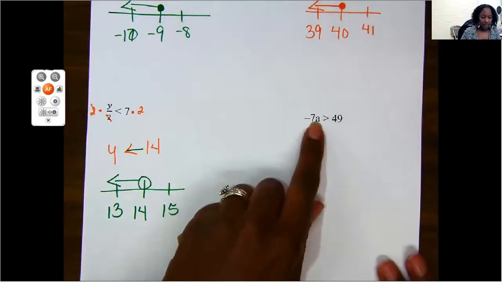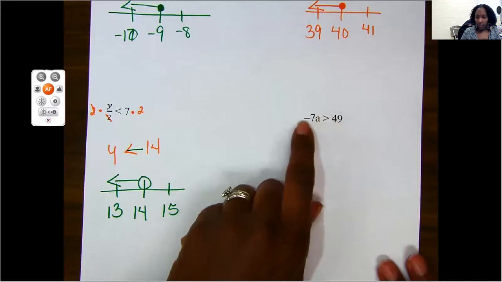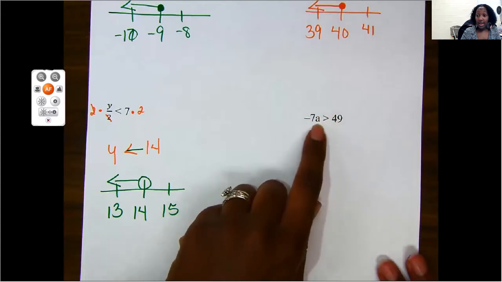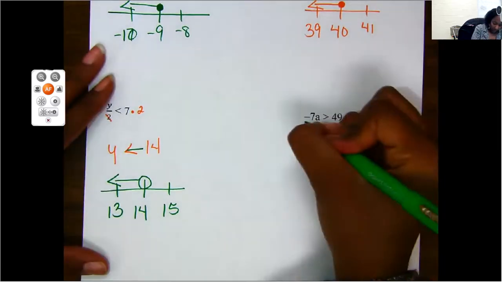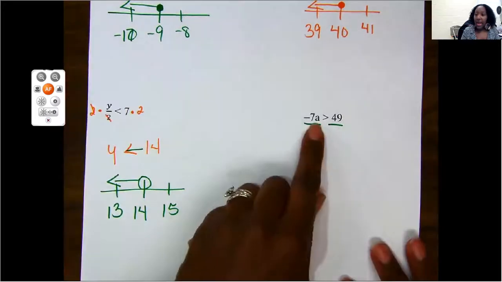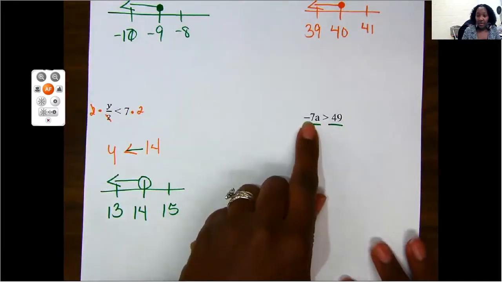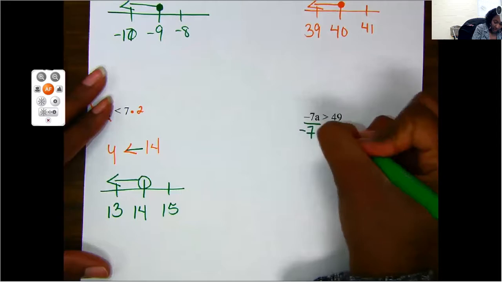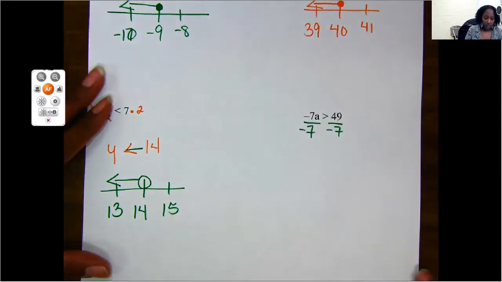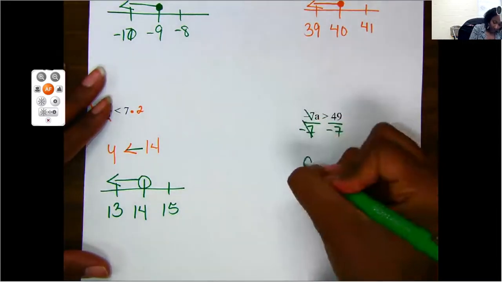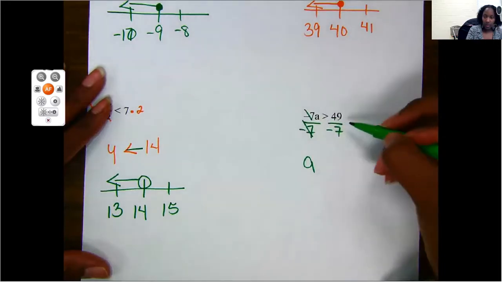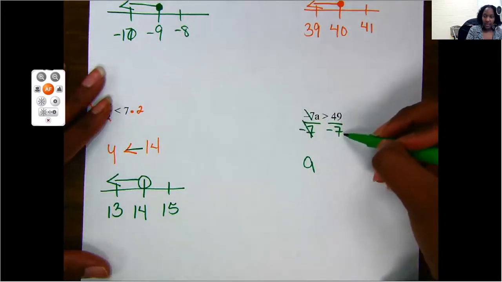Negative 7a is greater than 49. This is a multiplication problem. I want the variable a by itself, so I must do the opposite to solve for this. The opposite of multiplication is division. So I'm going to be dividing both sides. Because I want a by itself, I need to get rid of the negative 7. So that's what I'm going to divide both sides by, a negative 7. Negative 7 and negative 7 cancel and leave me with a. I'm going to leave this alone for right now. We have 49 divided by a negative 7. Let's ignore the sign for right now. 49 divided by 7 is 7.